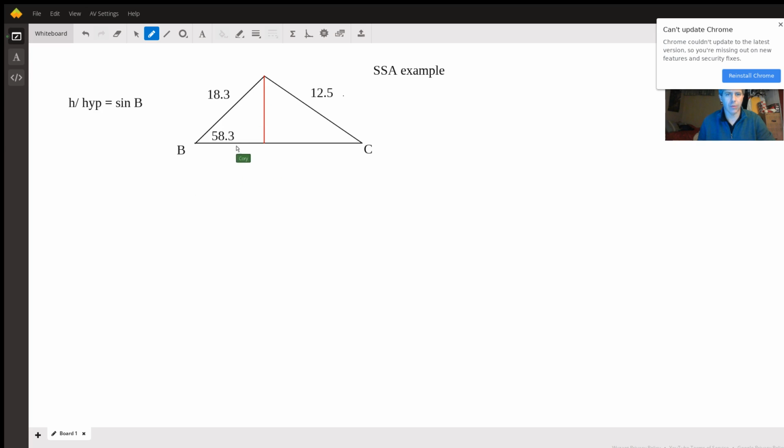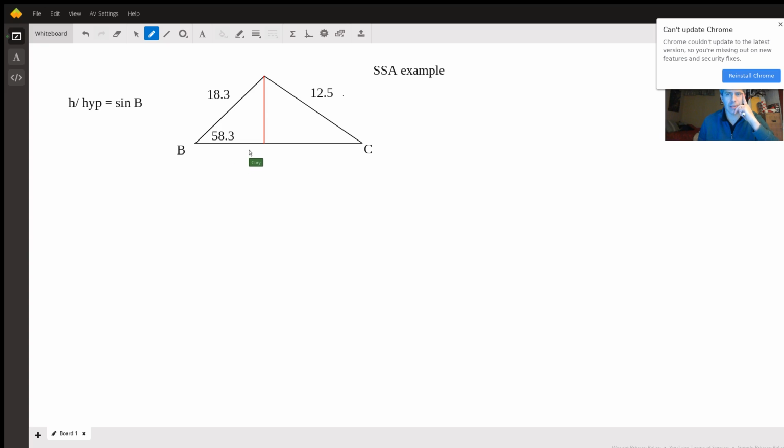Now, there's a couple of different possibilities. Either it's not possible, no triangles; you have two triangle possibilities; or you have one triangle possibility. In this case, if A is determined to be too short after you figure out what h is, then it's not possible.